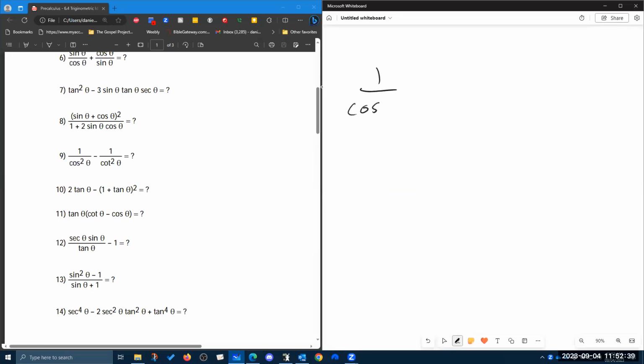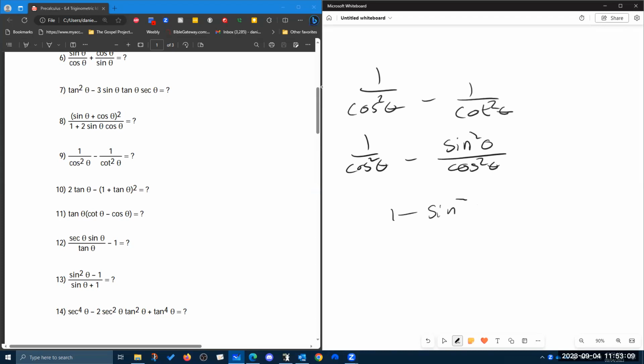1 over cosine squared minus 1 over cotangent squared is going to be a 1 minus cosine squared minus a sine squared over a cosine squared, because the reciprocal of cotangent squared is tangent squared, which is sine squared over cosine squared. This is 1 minus sine squared over cosine squared, which is cosine squared over cosine squared, which is 1.